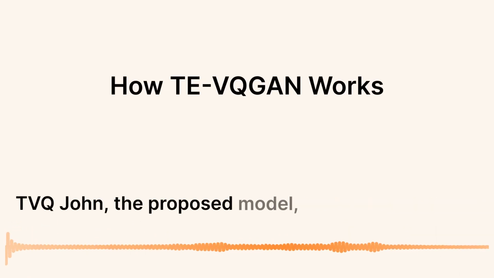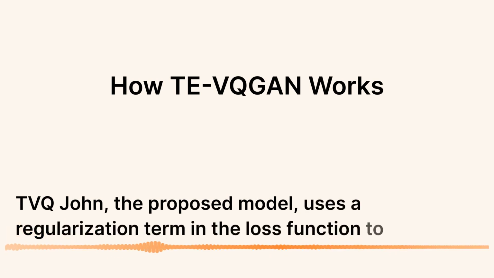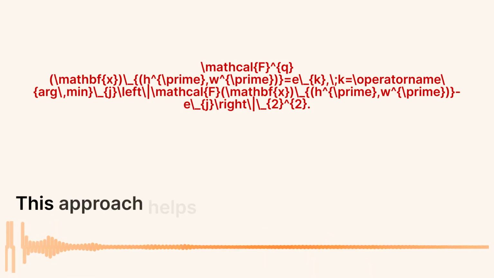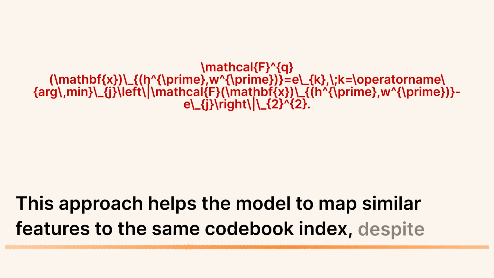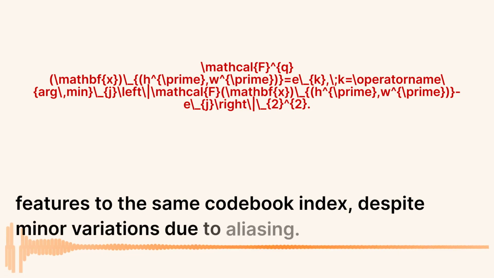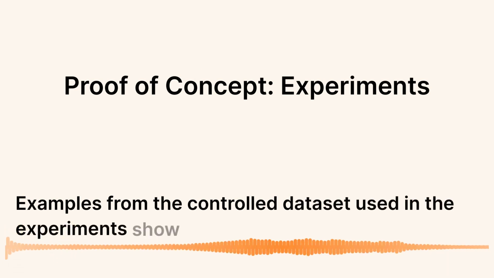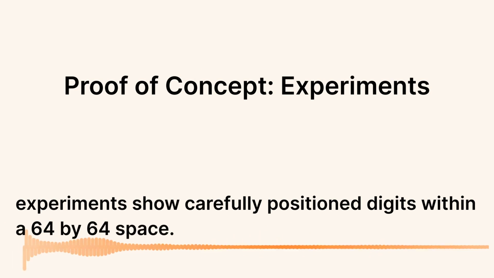VQGAN, the proposed model, uses a regularization term in the loss function to enforce orthogonality among codebook embeddings. This approach helps the model to map similar features to the same codebook index, despite minor variations due to aliasing. Examples from the controlled dataset used in the experiments show carefully positioned digits within a 64 by 64 space.